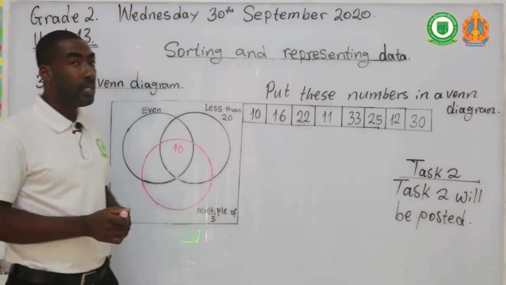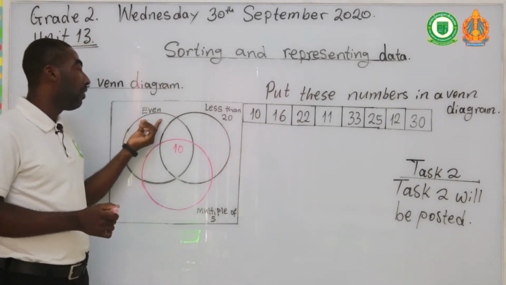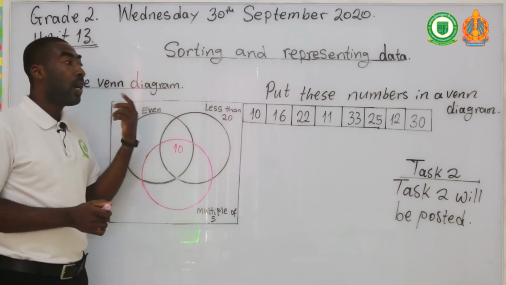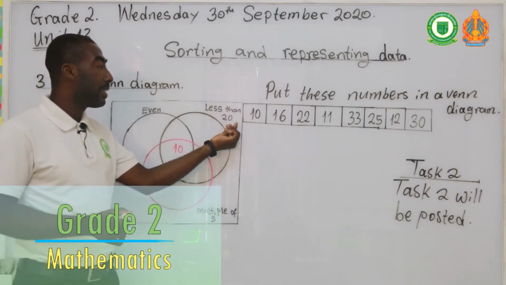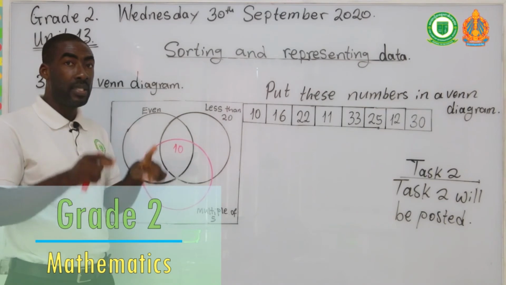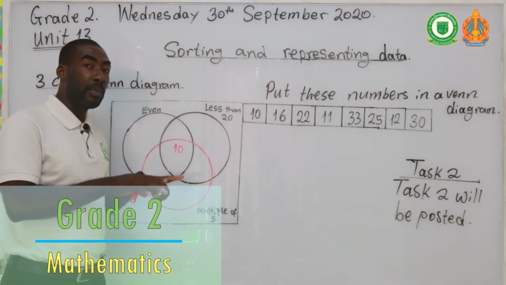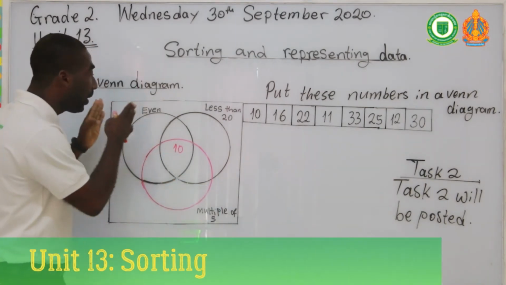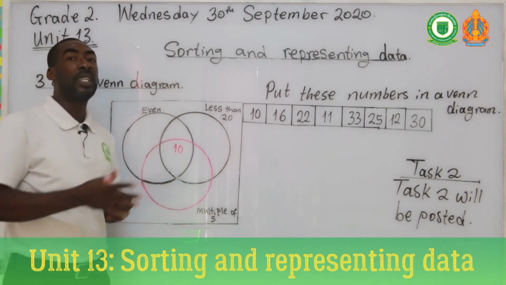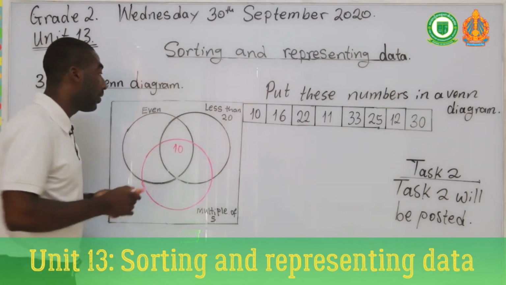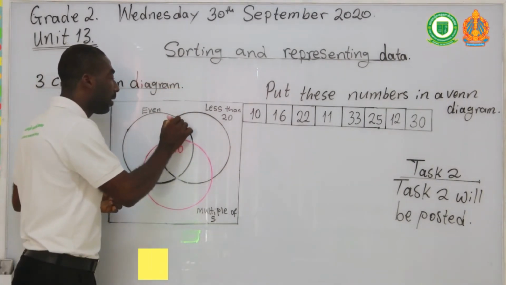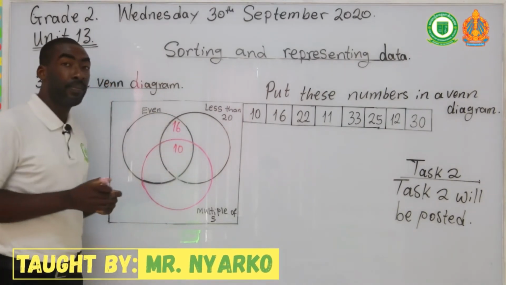16. 16 is an even number. Also, 16 is less than 20. That means 16 is a common number between even numbers and numbers less than 20. So we have to put our 16 here.